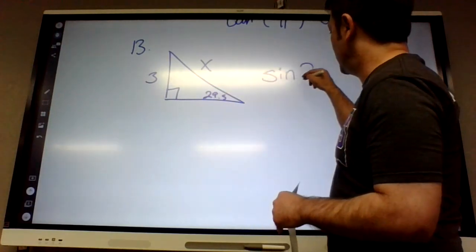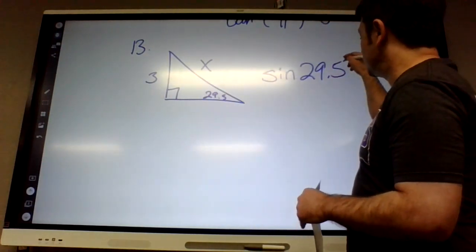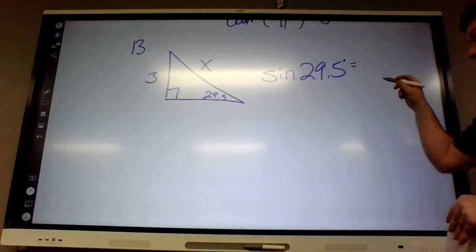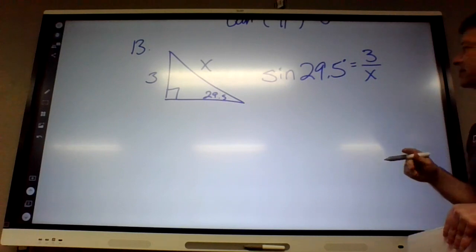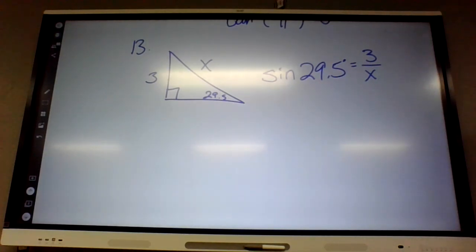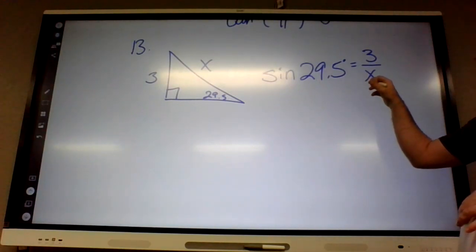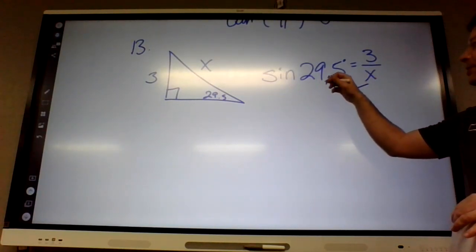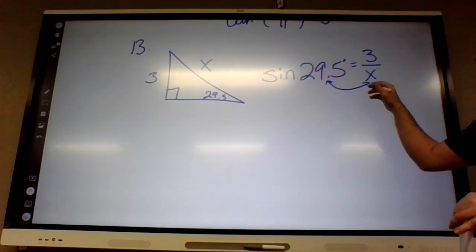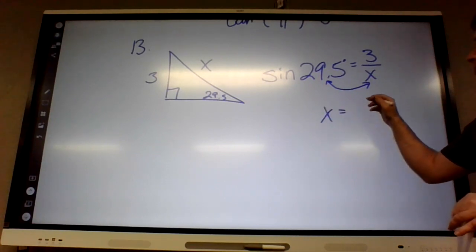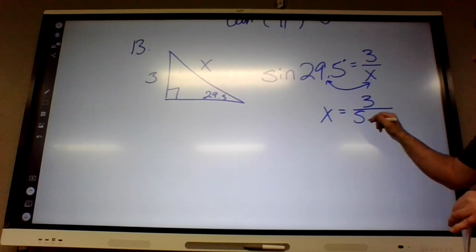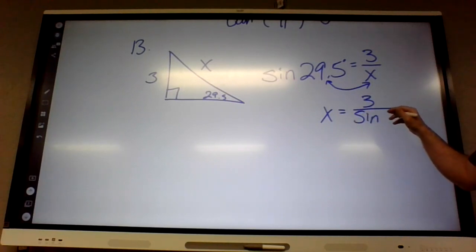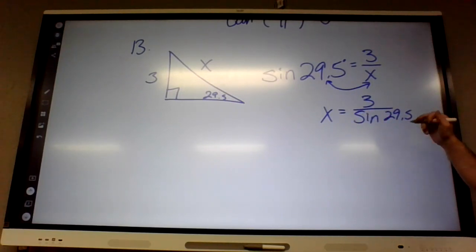Sine of the angle, 29.5 degrees, equals opposite over hypotenuse. How do we solve for x when x is in the denominator? Yeah, you multiply by x so it goes up here, and you divide by sine of 29.5, so it goes down, and they kind of switch places. So it's 3 divided by sine of 29.5.